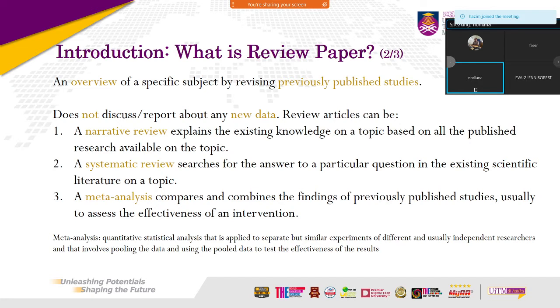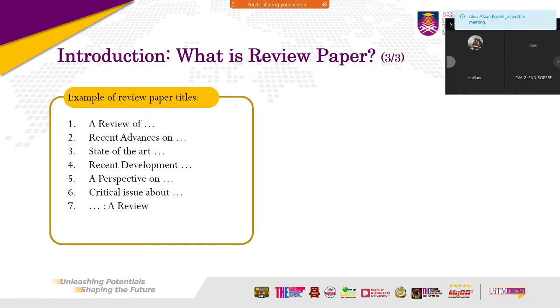Okay, next. So what is a review paper in terms of title? Okay, in terms of title, you may look at the title of the manuscript. From the manuscript, you will know that it is a review paper. Okay, maknanya tajuk tu berbentuk a review of recent advances on state of the art, so on and so forth lah. So this is a type of review paper.